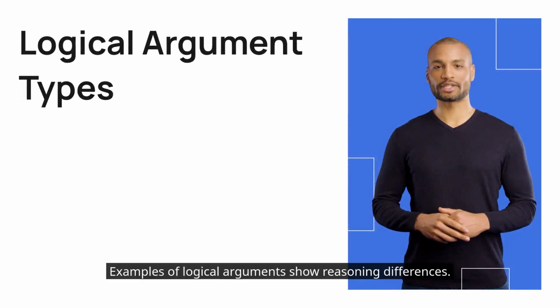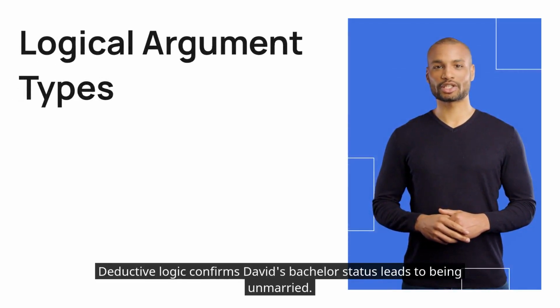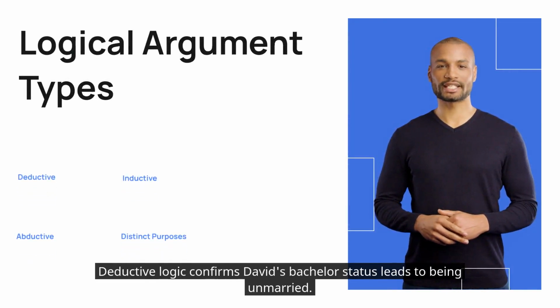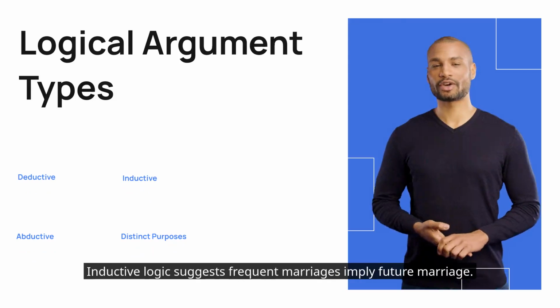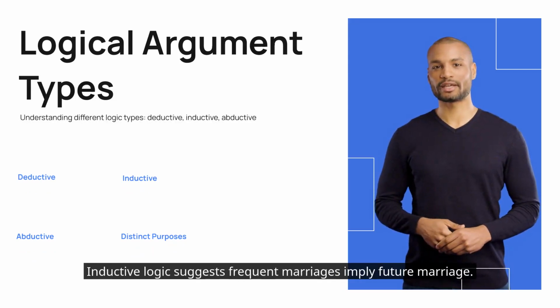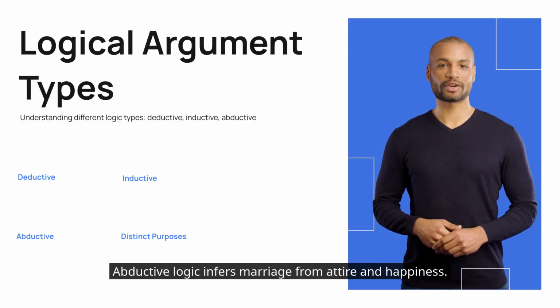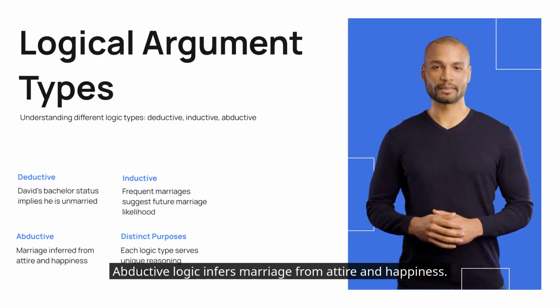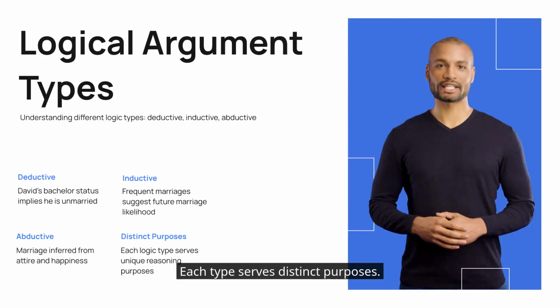Examples of logical arguments show reasoning differences. Deductive logic confirms David's bachelor status leads to being unmarried. Inductive logic suggests frequent marriages imply future marriage. Abductive logic infers marriage from attire and happiness. Each type serves distinct purposes.